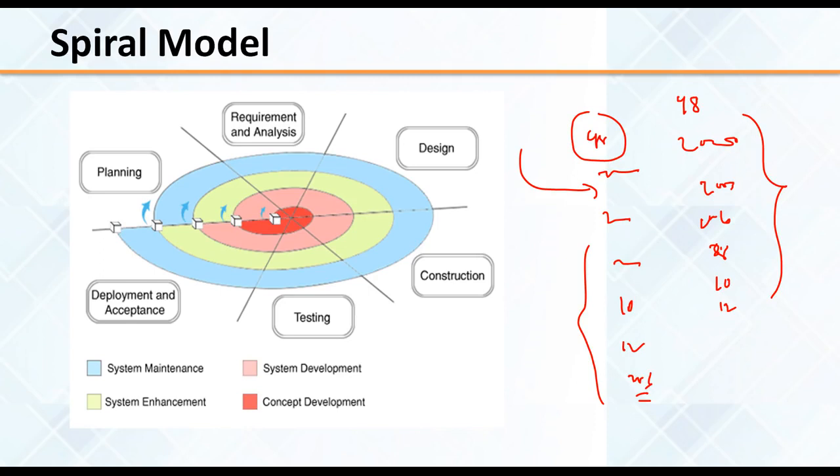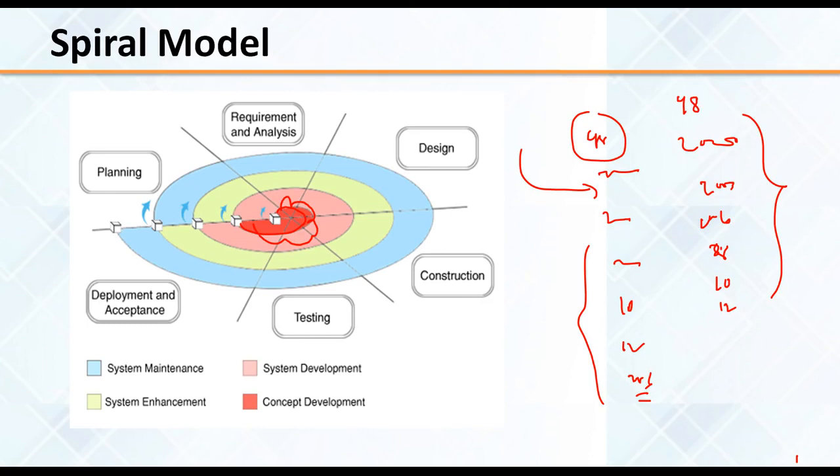If you observe this particular model here, this is a spiral. We call it a spiral because it is a circle. First, the red circle represents one cycle. Here we have requirement, design, construction, which means coding, testing and deployment. Deployment is nothing but delivering the software to the market. So for this red color, one cycle is completed, and the first version is released into the market.